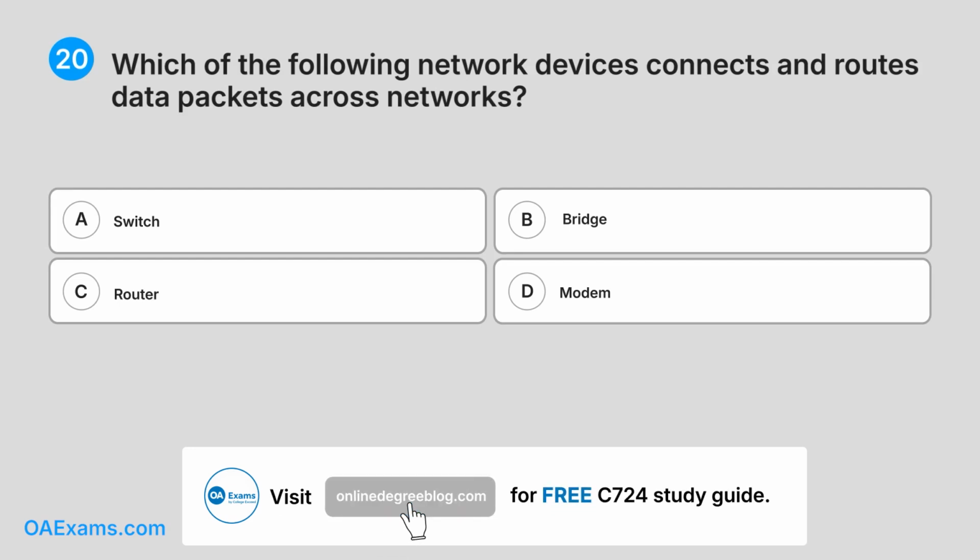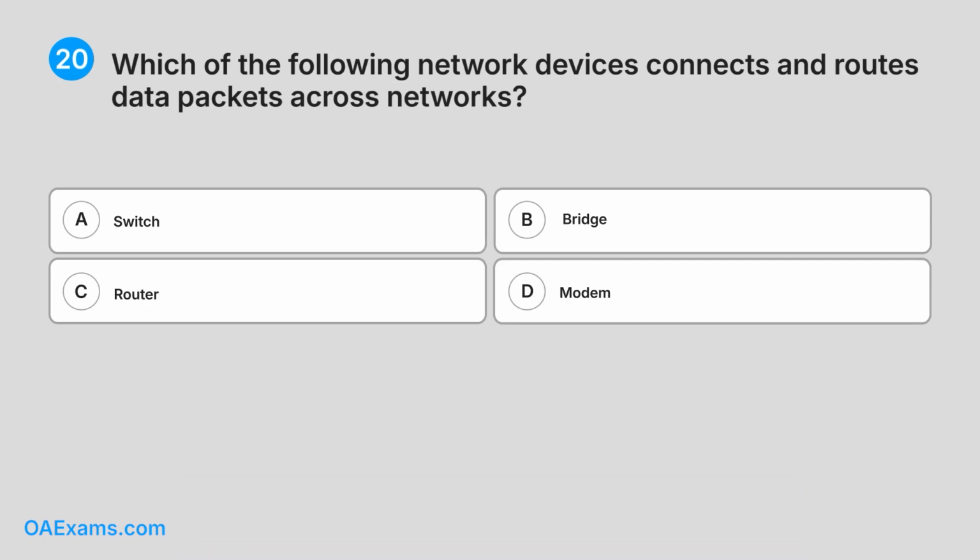20. Which of the following network devices connects and routes data packets across networks? A. Switch. B. Bridge. C. Router. D. Modem. Can you guess the answer?